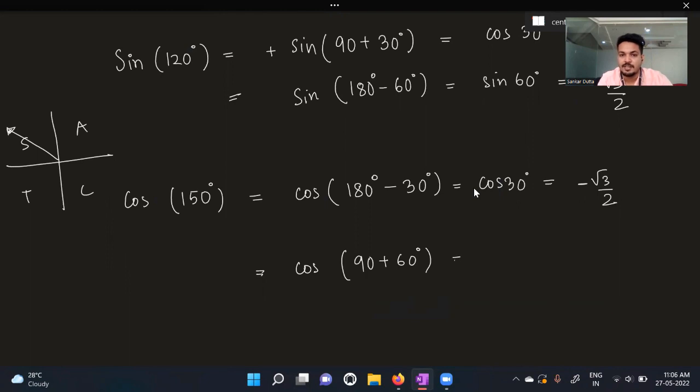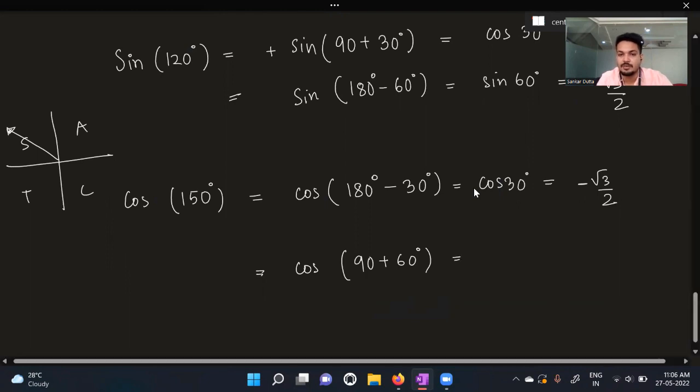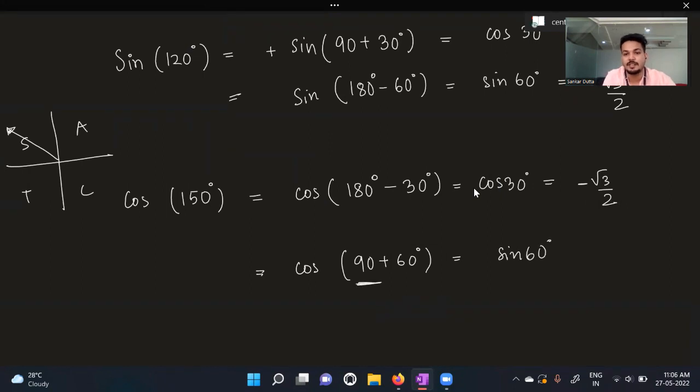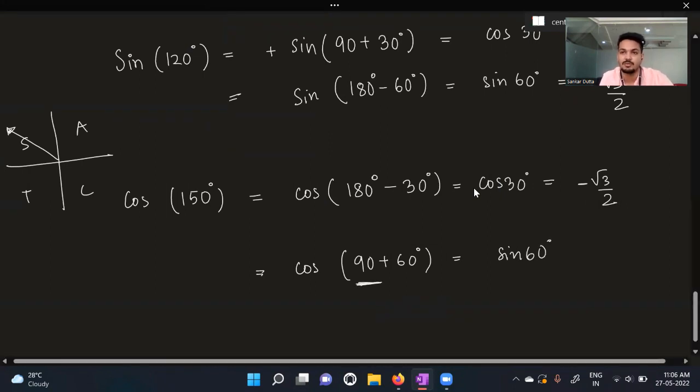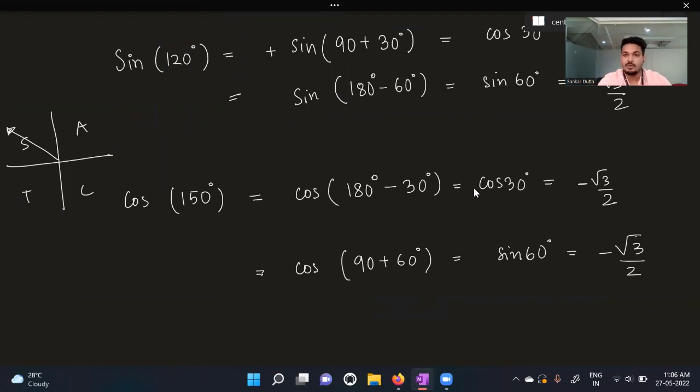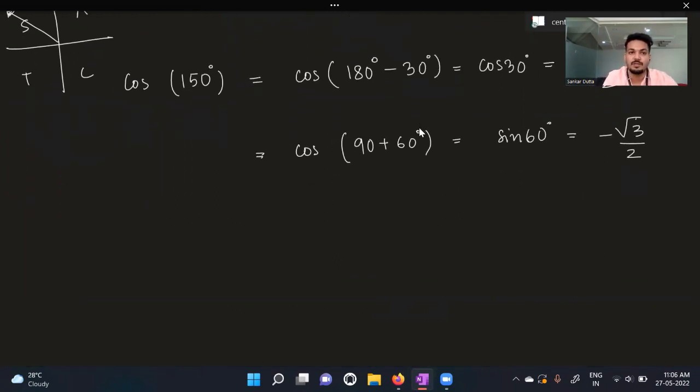Okay. Cos 90 plus 60, in this case, this would become sine of 60, because I'm using 90 degrees. If I'm using 90 degrees or 270 degrees, cos will become sine, sine will become cos. So cos of 90 plus 60 becomes sine of 60. Sine 60 is root 3 by 2, but remember I need a minus sign with this, so minus root 3 by 2. Right. Let's do one more, and then let's move forward.